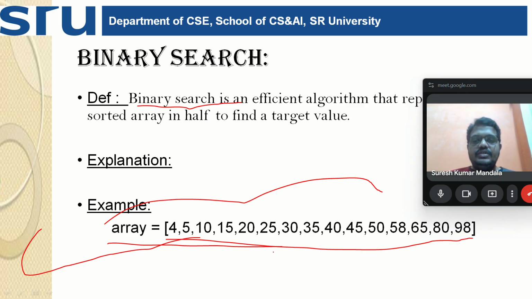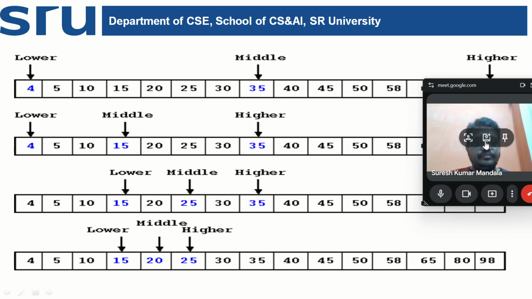The starting step is that within the array, all the elements must be in sorted order. See this example, all the elements are sorted: 4, 5, 10, 15 up to 98. That is step 1. If the elements are unsorted, we cannot apply the binary search algorithm. If you want to apply binary search on any array, first we have to execute a sorting algorithm on that array. Only after that do we go for the binary search concept. How does it work? We see with a neat example.